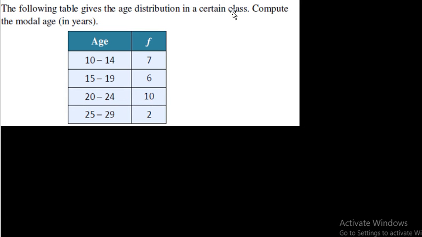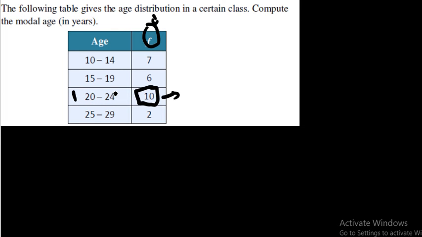It says the following table gives the age distribution in a class. So compute the modal age, it says. When you observe the frequency column here, 7, 6, 10, 12, 2 is there. So the mode must be found here because the one with the highest frequency is the number 10. This corresponds to the class from 20 to 24. But which number is exactly the mode? Is it 20 or 21, 22?